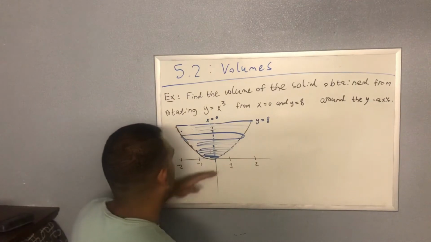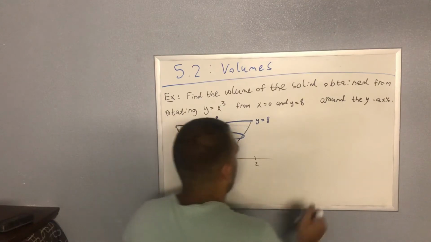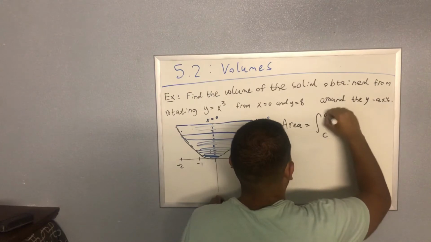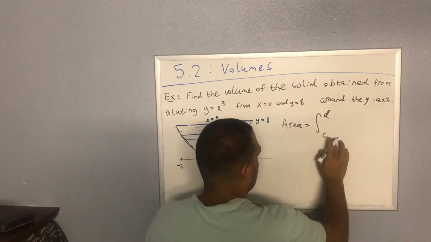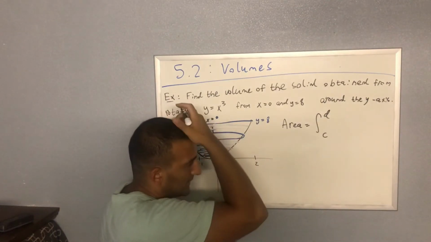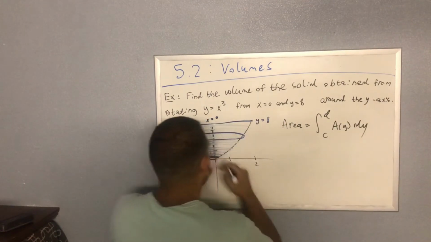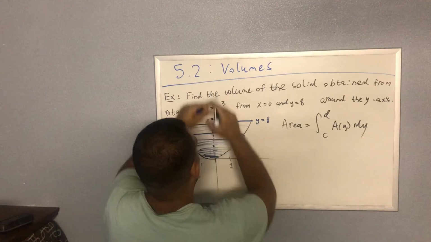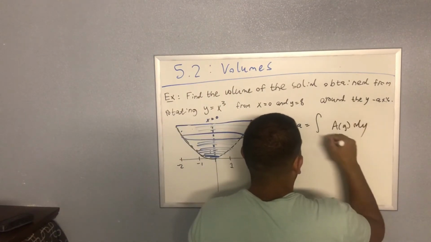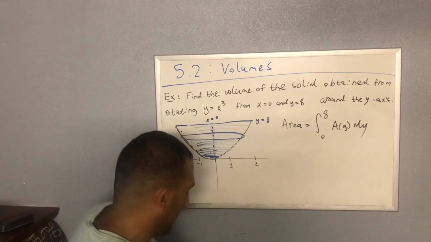And now because of that, we're going to be integrating along the y-axis. So now the area is going to be from C to D. Usually this means that these limits of integration correspond to the y-axis as opposed to A to B, which is the x-axis. Now our area will be a function of y, dy, because we're going along the y-axis. Okay, so we know that C should be 0 and D should be 8. So we go from y equals 0 to y equals 8.